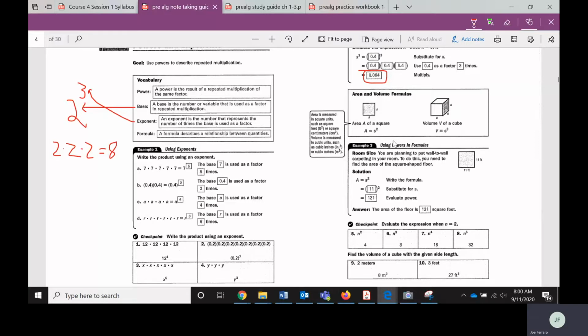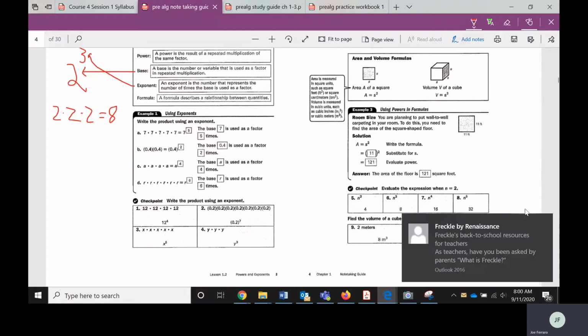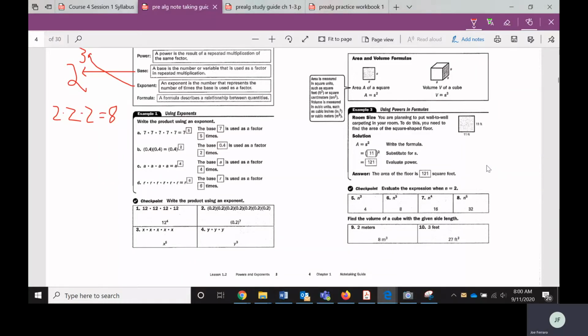So if you have a word problem, it says you are planning to put wall-to-wall carpeting in your room. To do this, you need to find the area of the square-shaped floor. So this is actually a square floor. All you do up here, it said area equals S squared. So you put 11 in for your side. 11 squared is 11 times 11, which is 121.